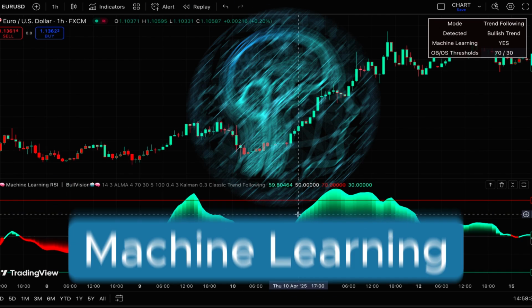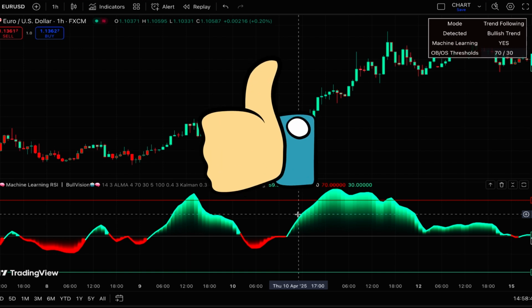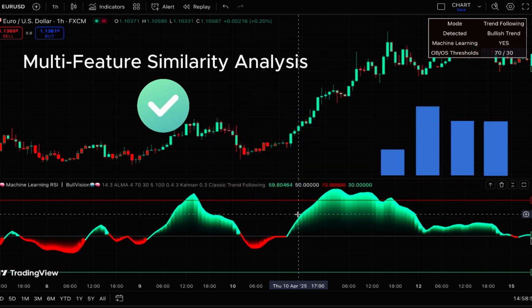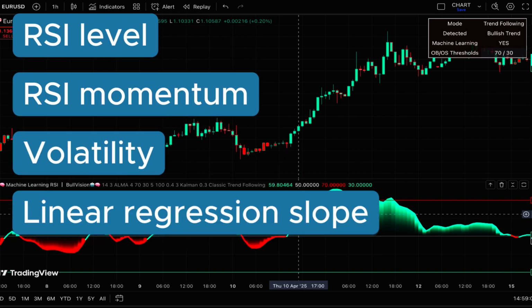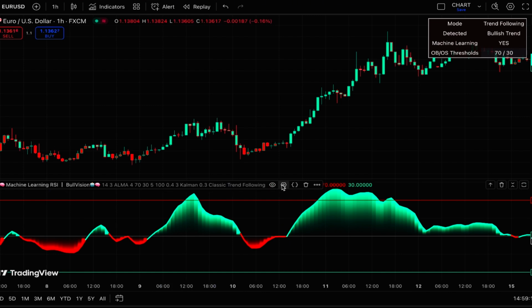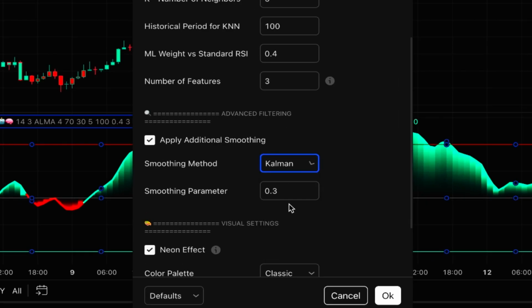This new RSI is built based on a machine learning algorithm, and because of this, it has enhanced sensitivity and responsiveness so it can adapt to market conditions in real time. For this purpose, it uses a multi-feature similarity analysis based on RSI level, RSI momentum, volatility, linear regression slope, and price momentum. And finally, it also applies another layer of smoothing, which by default is set at Kalman moving average. I recommend keeping this option on because it helps you have better visual clarity and reduce the noise in high frequency conditions.